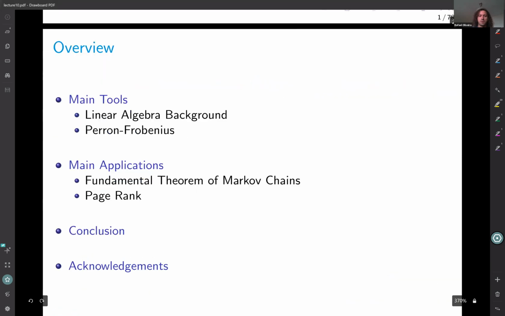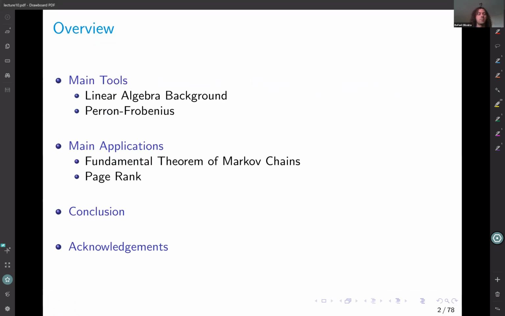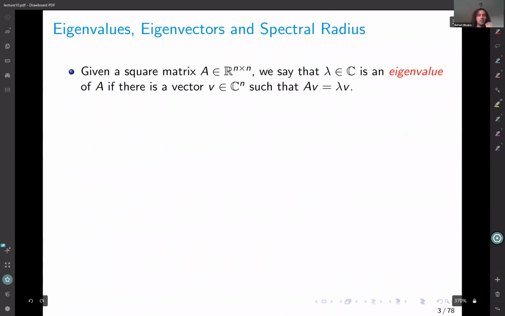So the outline of the lecture today will be that in the first part, we're going to talk about the main tools that we'll need to prove the main mathematical theorem that underlies Markov chains, which is the Perron-Frobenius theorem. And then we're going to see, as an application of Perron-Frobenius, the fundamental theorem of Markov chains, and then we're going to talk about PageRank. Okay, let's get started.